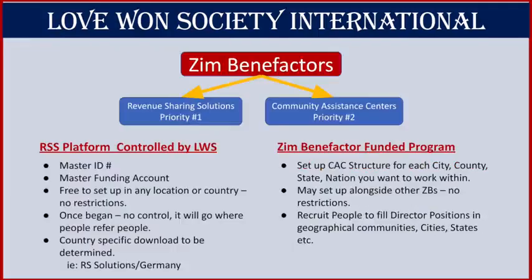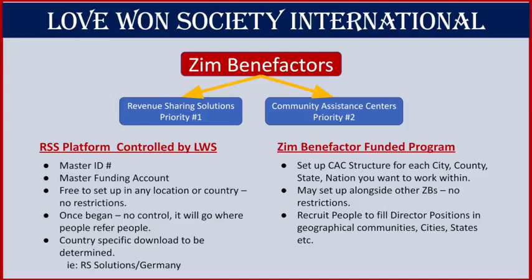Okay, so Zim benefactors have 2 priorities, Priority 1 and Priority 2. The RSS platform controlled by Loved One Society is the first one that you have a priority. You will receive a master ID number when you've signed the contract. Master ID number means that anybody that you're going to fund comes in underneath that master ID number. Now, obviously, they won't use that. They'll use their own personal ID numbers as the chain of beneficiaries. And all of that chain of beneficiaries are under the master ID number, and those are the ones that we'll be funding.